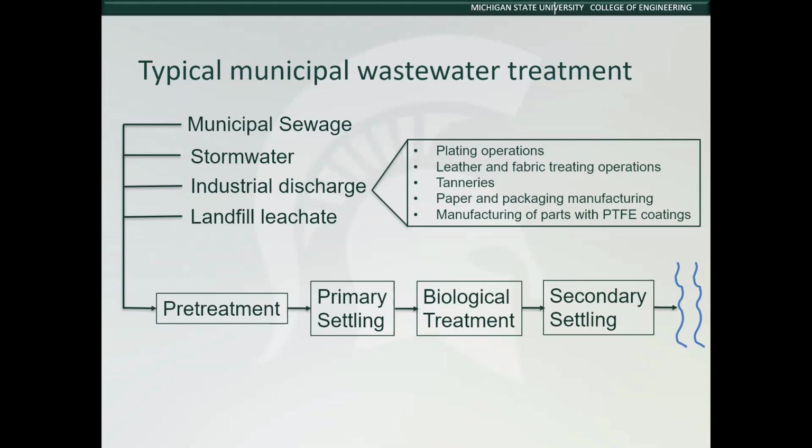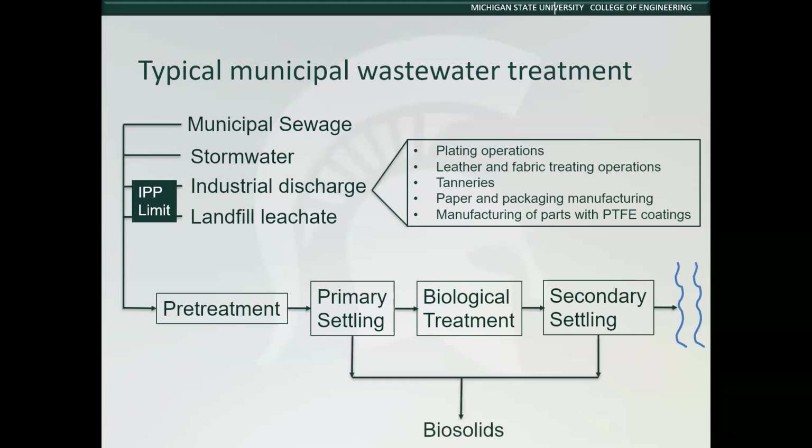Now, we can attempt to control the release of PFAS chemicals from industrial discharge and landfill leachates using the industrial pretreatment program. Controlling the release of PFAS chemicals from municipal sewage and stormwater is much more difficult. PFAS chemicals can accumulate in the biosolids from both primary and secondary sludge. The solids from the pretreatment processes tend to end up in the landfill.